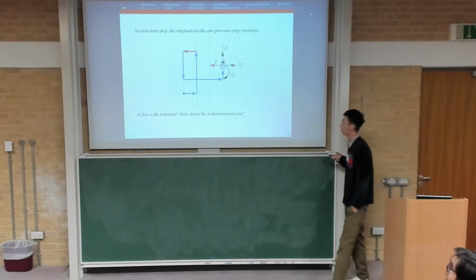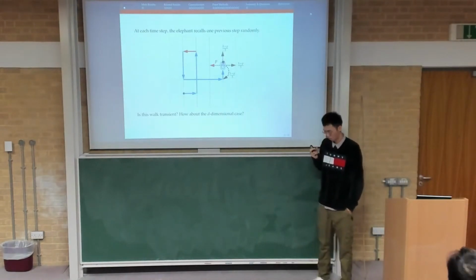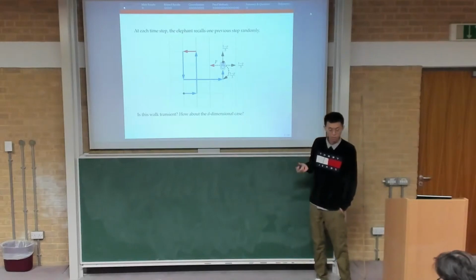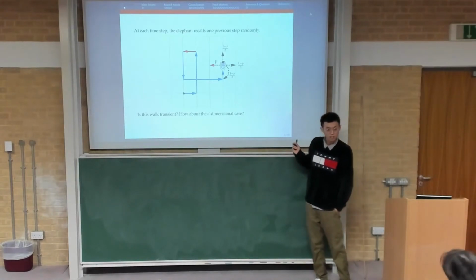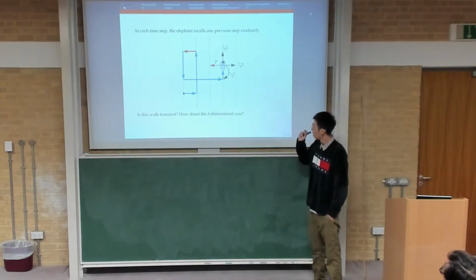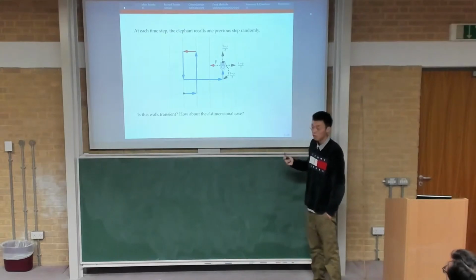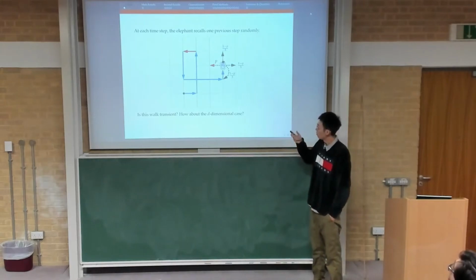So now we're looking at two-dimensional elephant random walk. The elephant starts at the origin, and let's assume that the first step is to the right. Then at each time step, the elephant randomly chooses one of the previous steps. For example, here the elephant has made 11 steps. It uniformly chooses one previous step. Let's say the step in red.